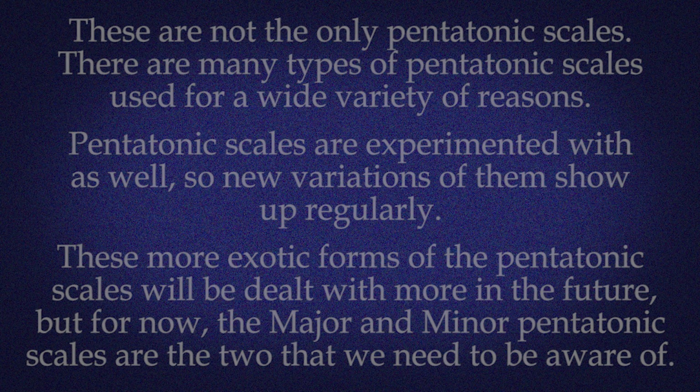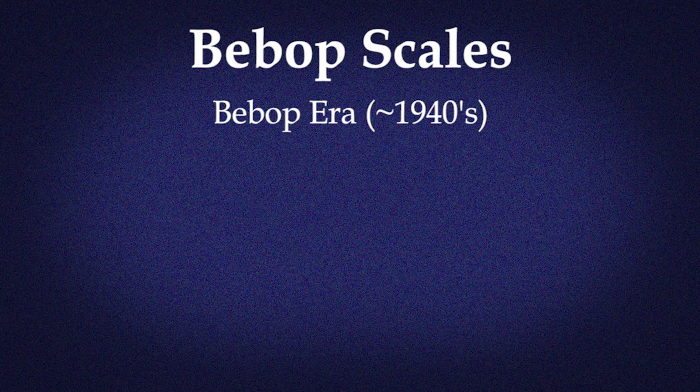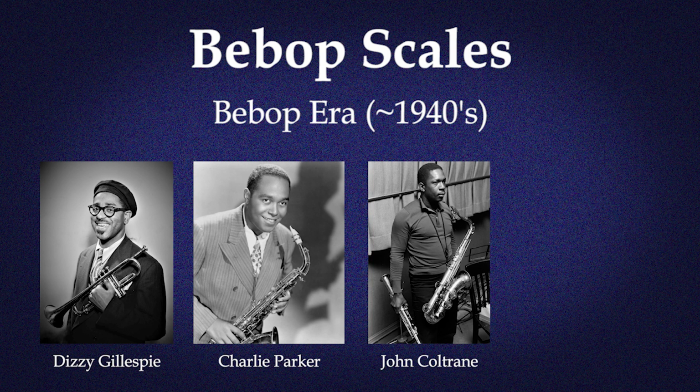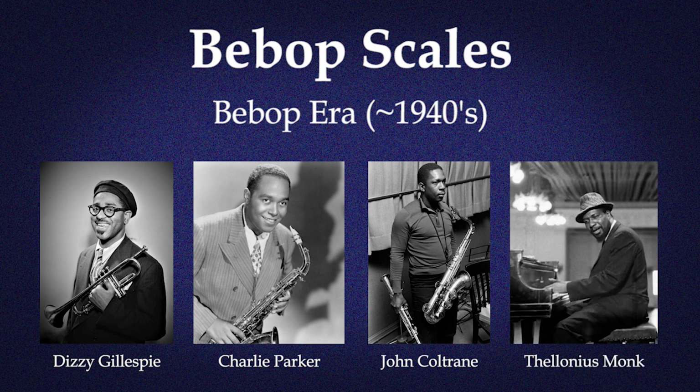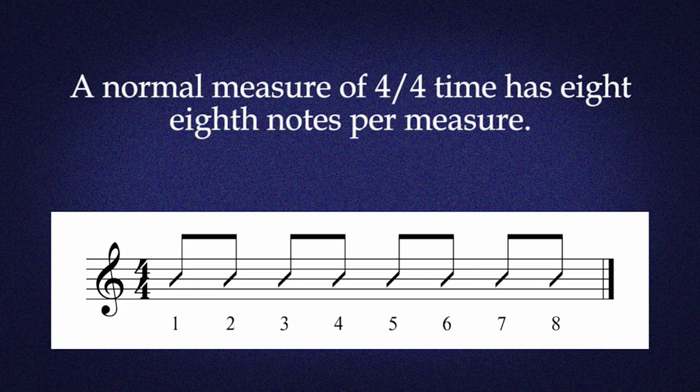Finally, there are the bebop scales. These are called bebop scales because they were used a great deal during the bebop era by such jazz greats as Dizzy Gillespie, Charlie Parker, John Coltrane, Thelonious Monk, and many others. These scales were actually created for rhythmic purposes. A normal measure of 4/4 time would have 8 eighth notes per measure. That's actually why they're called eighth notes.